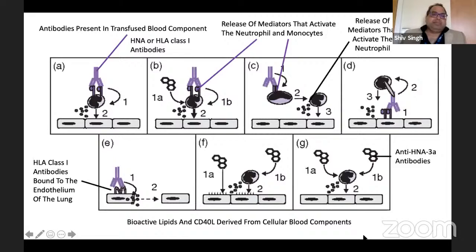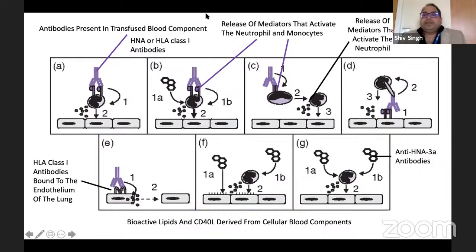So what normally happens is that antibodies are present in the transfused blood components. Like I've said, these are the HLA or HNA antibodies, and these antibodies activate the neutrophils or monocytes. When they activate neutrophils directly, they release mediators. Whereas when they are attached to the monocytes, that causes activation of the neutrophils, so it doesn't happen directly.